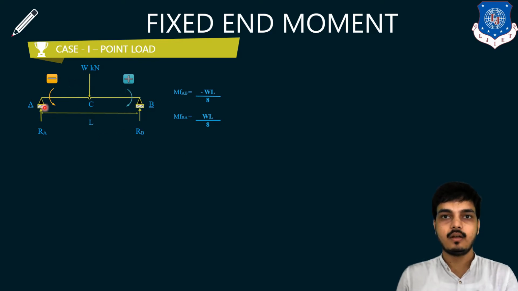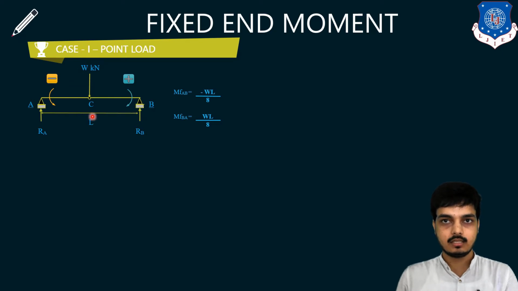Now let's see. If I am standing at A, then this will be causing a clockwise kind of moment. So for resistance, I have to apply anti-clockwise, so here it is negative. If it is clockwise, then positive. The formula is this: yellow color is clockwise, anti-clockwise is negative. So MFAB is nothing but minus WL upon 8, and this is my MFBA, which is WL upon 8 as well. This has come from computation and derivation of the equation, so we have to remember this formula.